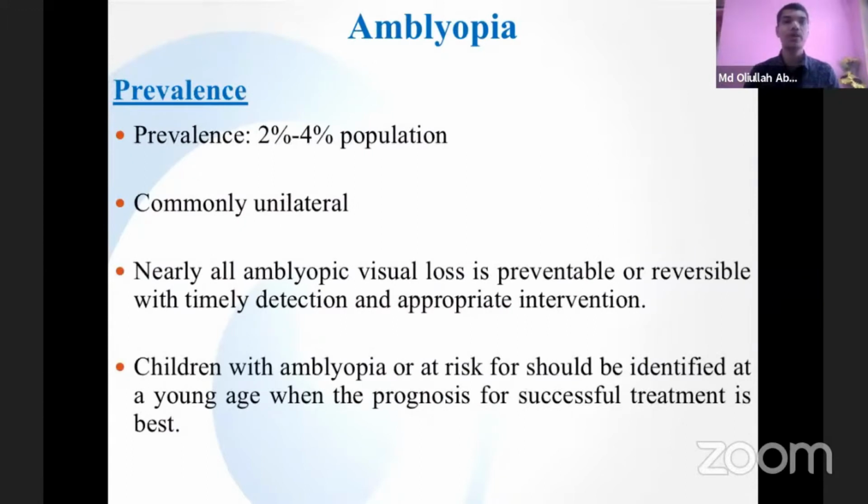This is the worldwide prevalence. It varies from 2 to 4% of the population, and it is not very uncommon even in adults. And nearly all amblyopic visual loss can be preventable. If you do timely management, you can actually prevent it. But nowadays, even if it's a later stage, it's not too late. Obviously, there will be certain exclusions to it, and we'll discuss those as well.